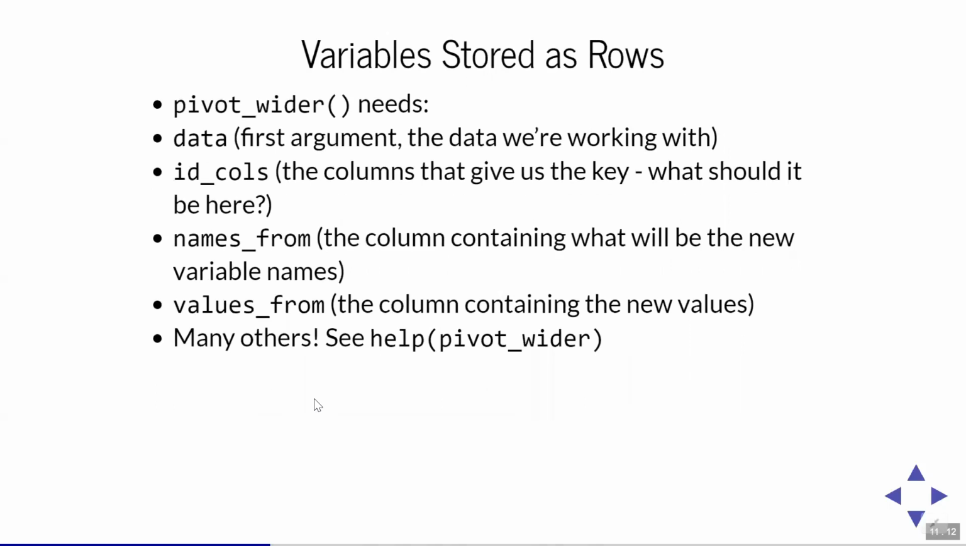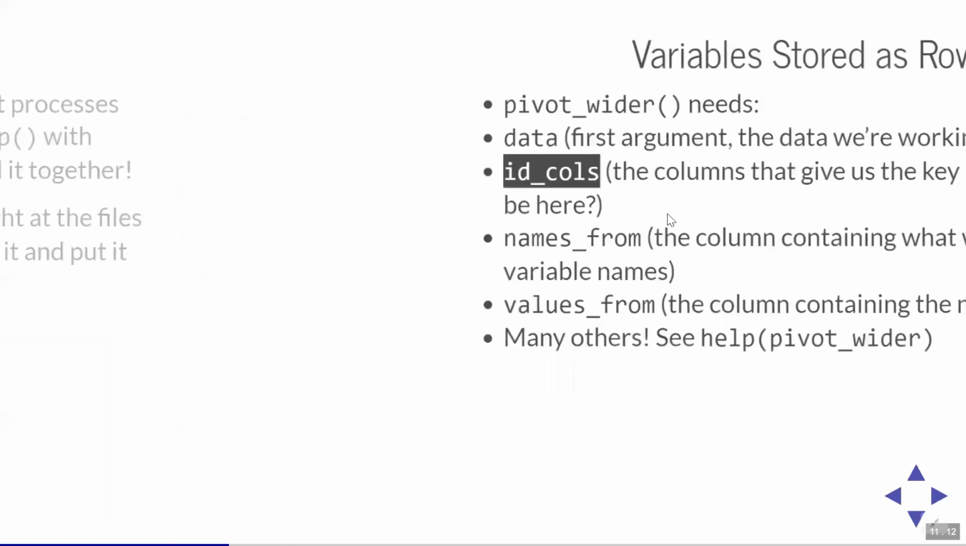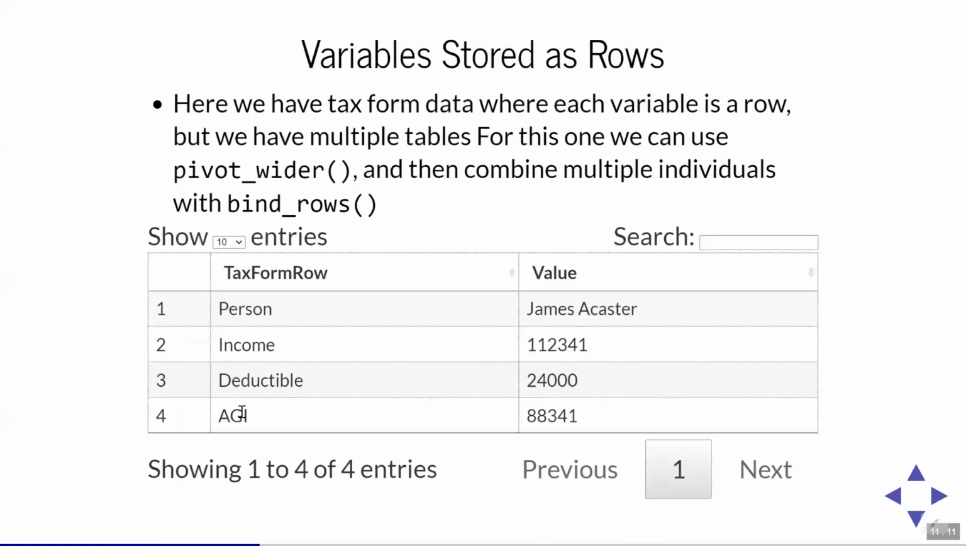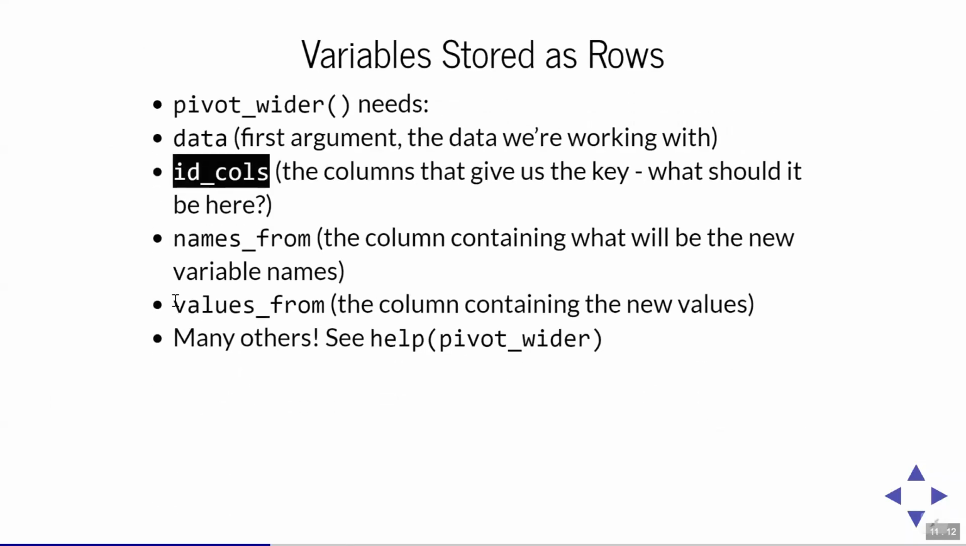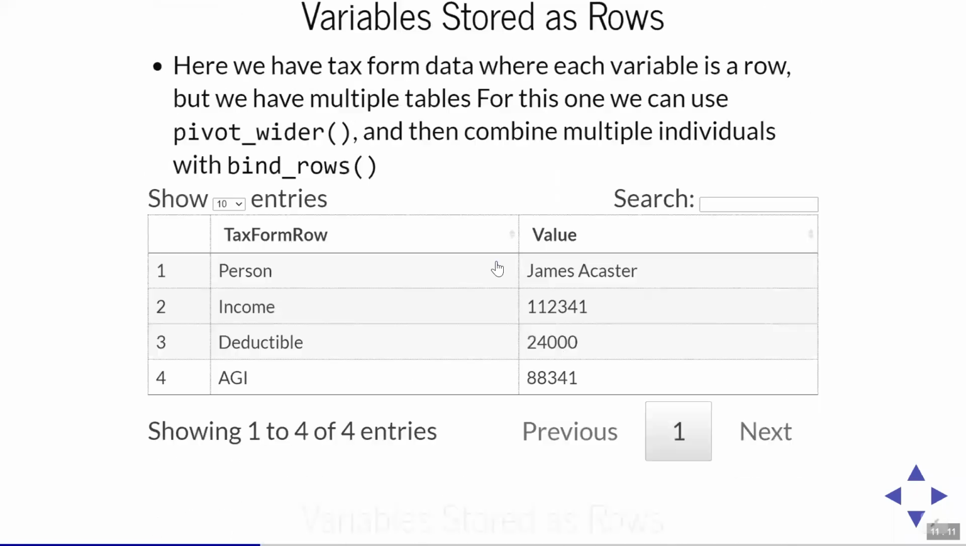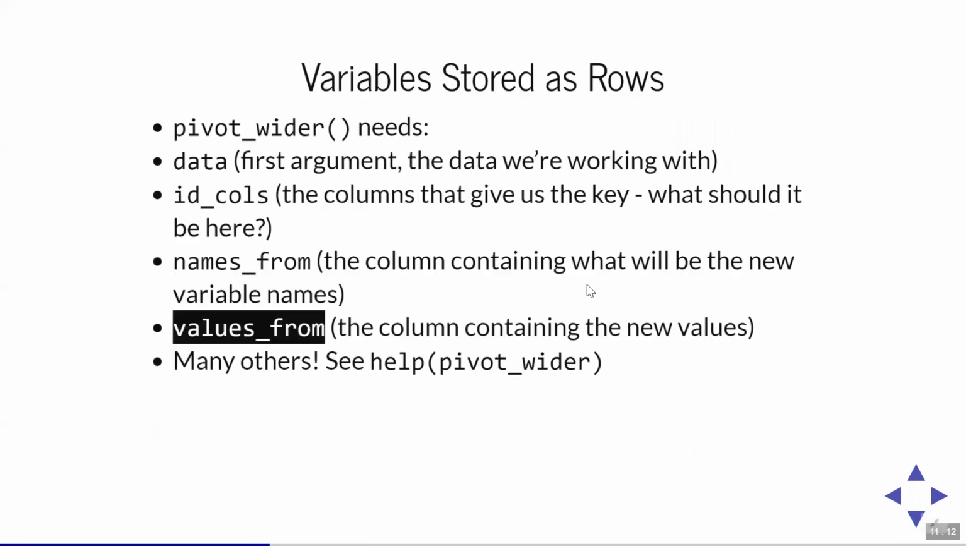So pivot wider, again, goes from long format to wide. It needs to know the data. It needs to know the ID columns, right? So again, it needs those key variables so that it knows what to hold on to when it flips. It needs the names from. So what is the column that has the new variable names? So here we want these to be the variable names, right? So that's what we're going to give it. We're going to say that tax form row gives us the names of the variables that we want. And then the values come from this one right here, the value column.